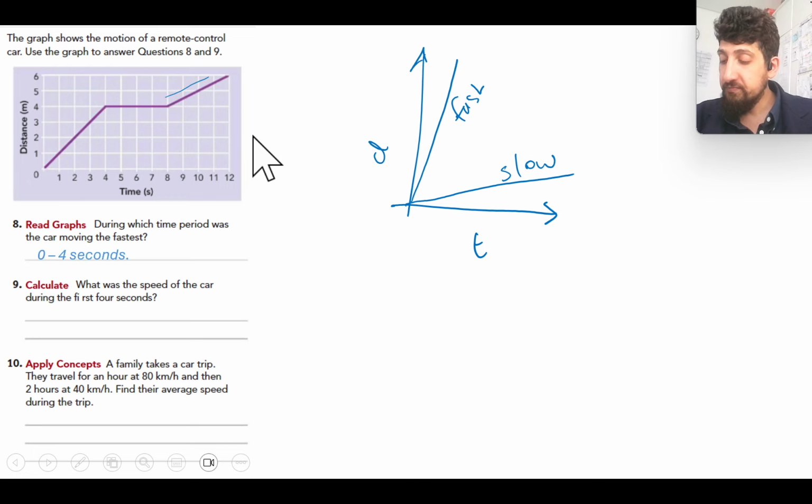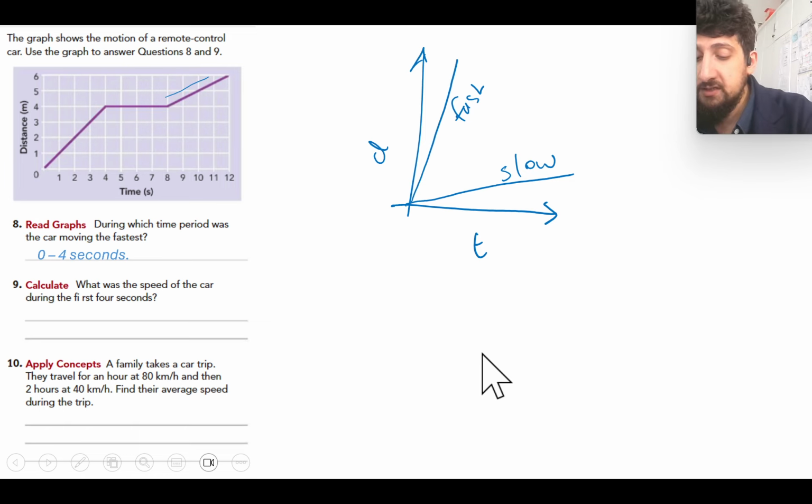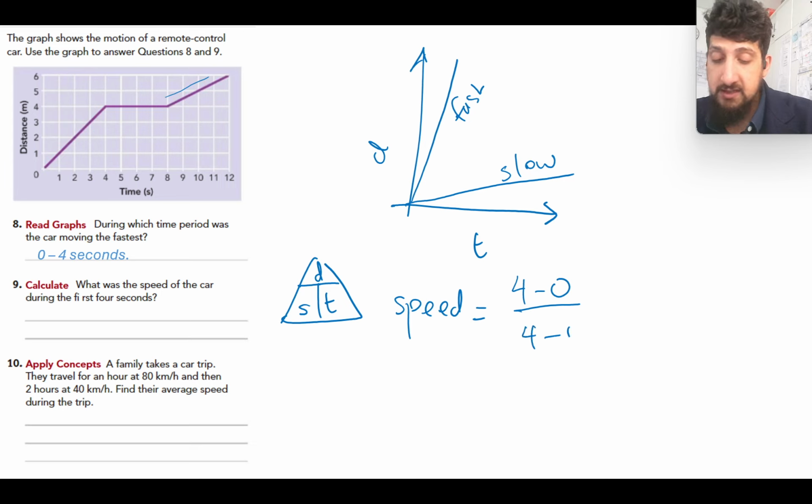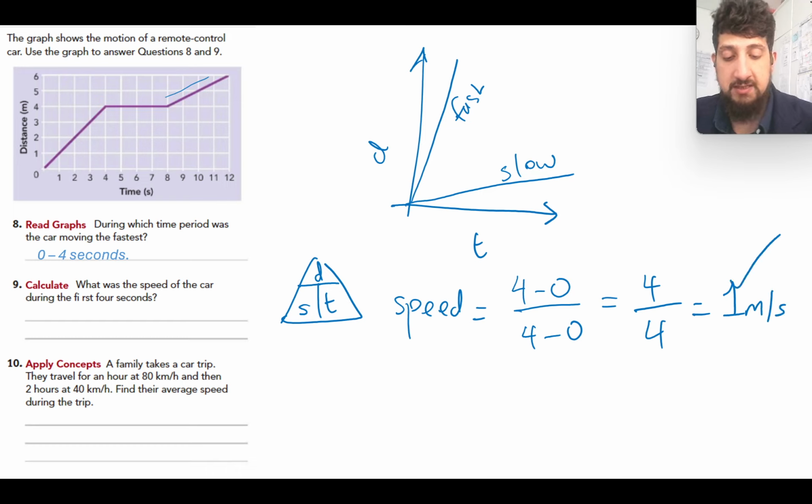Okay, what about the next one? What was the speed of the car during the first 4 seconds? So now they want us to work out the speed. Well, we already know that speed equals distance over time. What's the total distance? 4 minus 0, which is 4, and the time is 4 minus 0, which is 4 as well. So it's 4 over 4, also known as 1 meter per second. That's the answer there. Okay, that's how you work that one out.